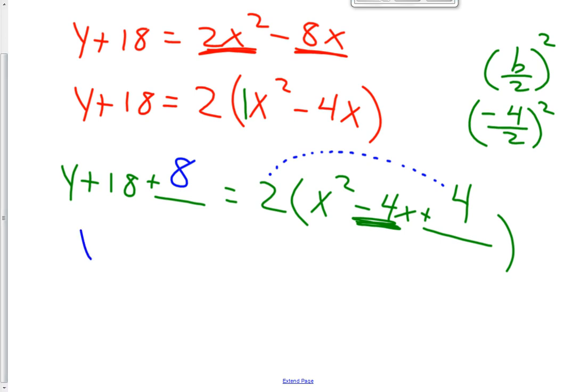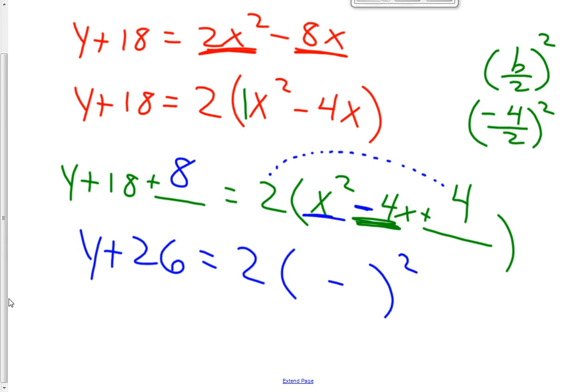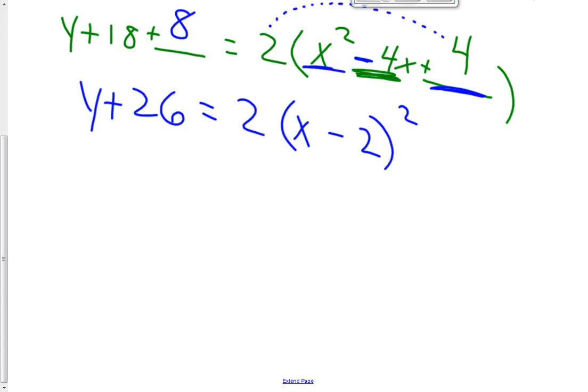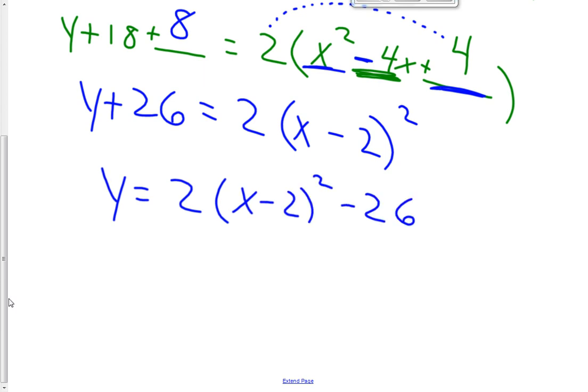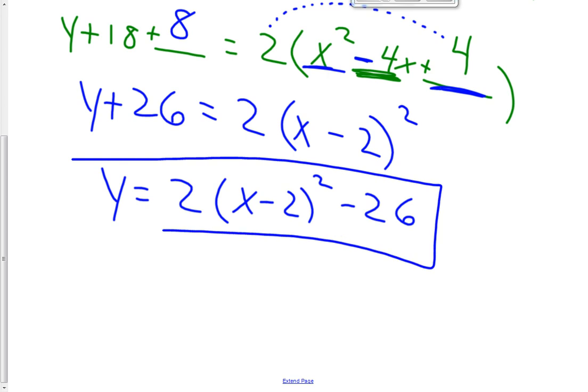So now I have y plus 26 on the left. That equals 2 times the binomial squared. If this sign is negative, the sign in the binomial is negative. The square root of this comes first in the binomial. The square root of x squared is x. The square root of this term comes in the second term of the binomial, which is 2. And finally, solving for y, we have y equals 2 times the quantity x minus 2 quantity squared, subtract 26. There is problem number 3.